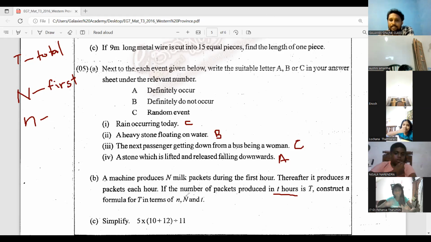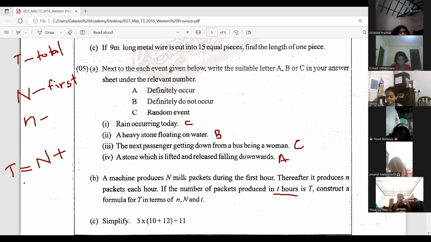Right? How can you produce this one? How many total packets? Capital T. What is the number of packets produced in the first hour? Capital N, plus, right? Can you tell me after the first hour, how many hours produce this?